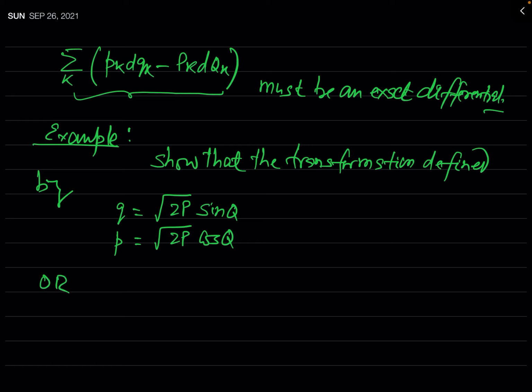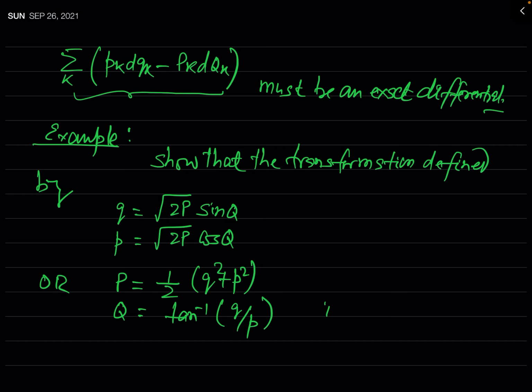Or you can also say this capital P equal to 1 over 2 (q square plus p square), and capital Q equal to tan inverse q over p is canonical.